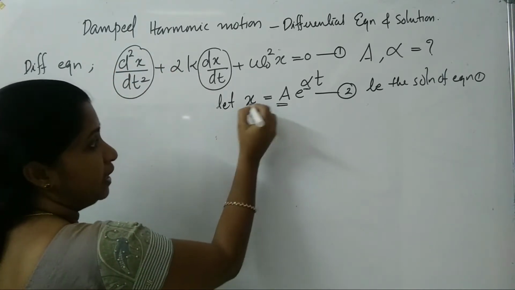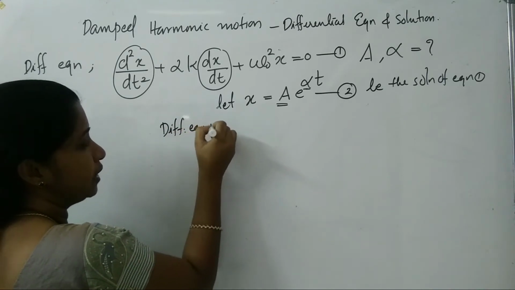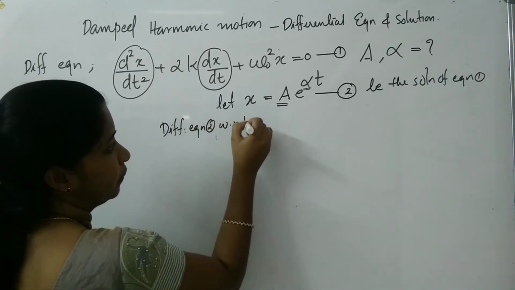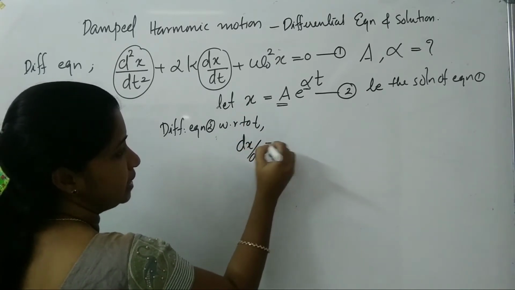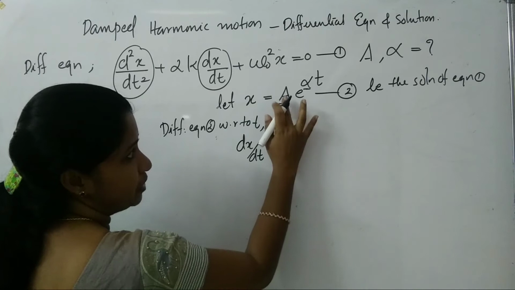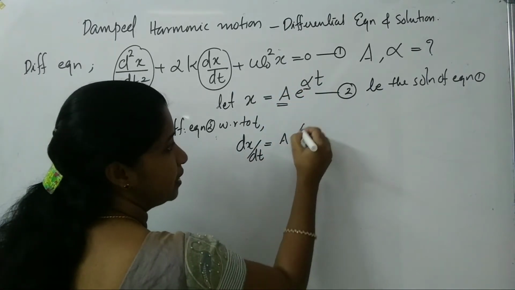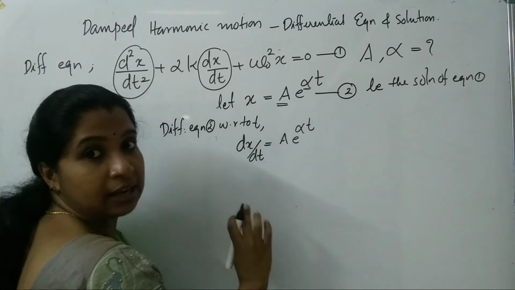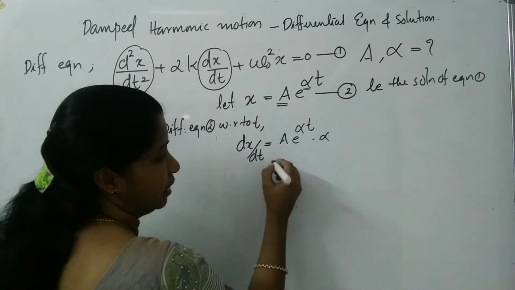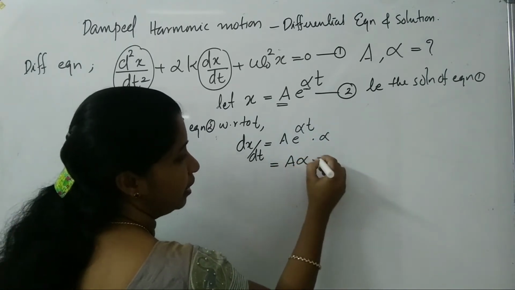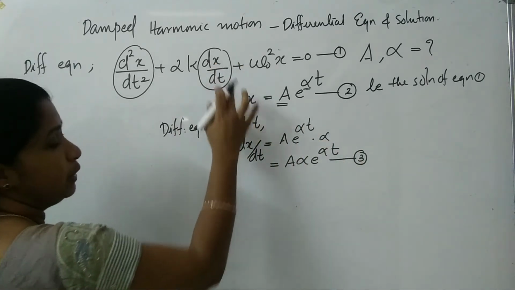So by differentiating equation 2 with respect to t, we get dx by dt. dx by dt is equal to the coefficient a into the derivative of e raised to alpha t, which is e raised to alpha t itself, then differentiate alpha t with respect to t, which gives alpha. So we can write a alpha e raised to alpha t. This is equation number 3.